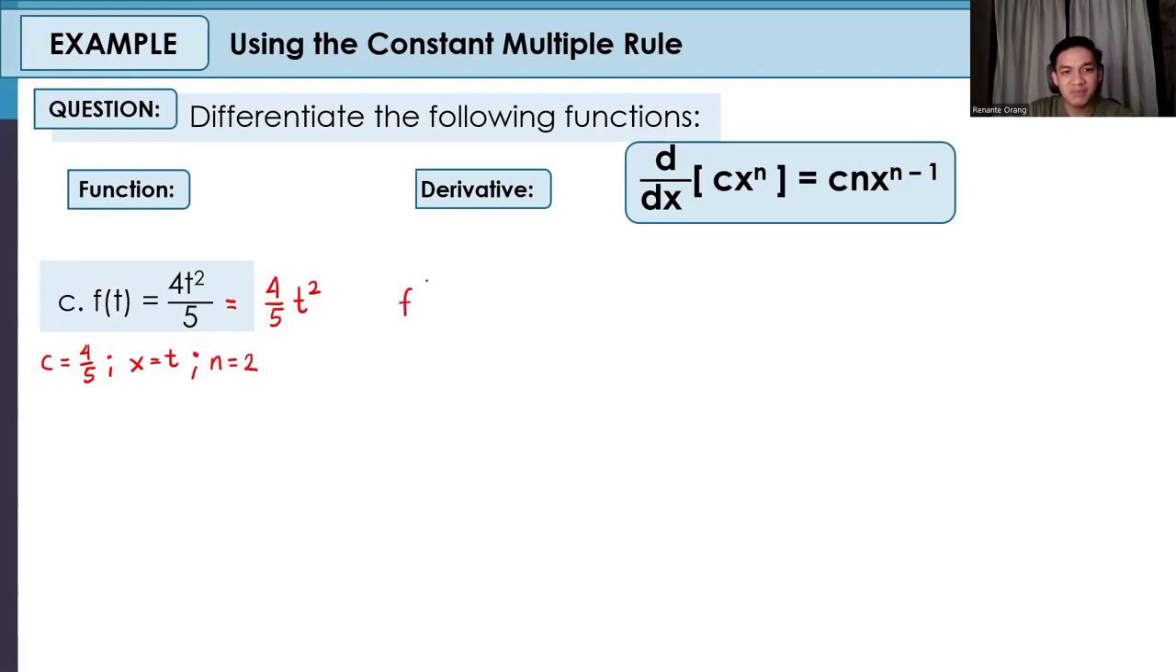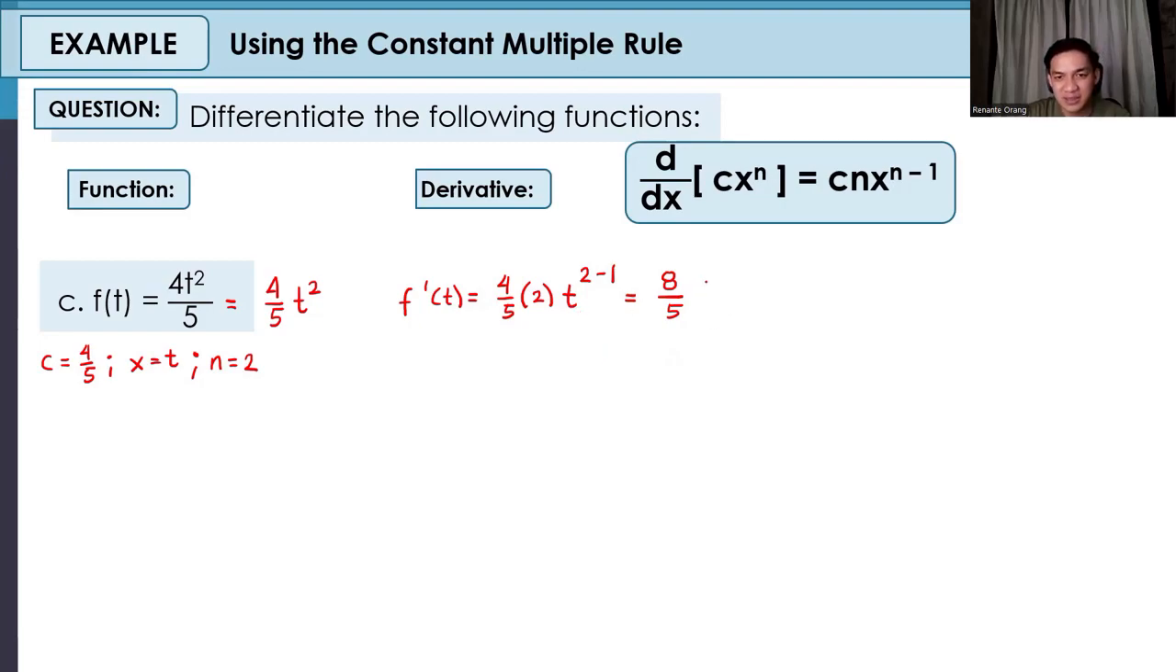Let's proceed. F prime of t, ibig sabihin the derivative of our function t is equivalent to, constant natin is 4 over 5. Sundan lang natin to. N natin is 2. Ang x po natin dito is t. And then n is 2 minus 1. Simplify. 4 over 5 multiplied by 2, ibig sabihin 4 times 2 is 8 over 5. Pwede mo namang i-calculator if hindi ka sure.